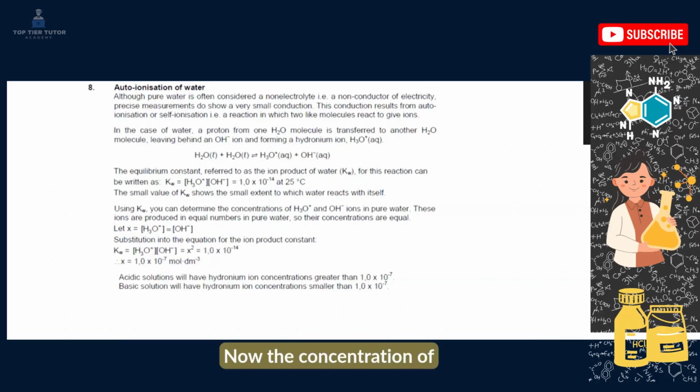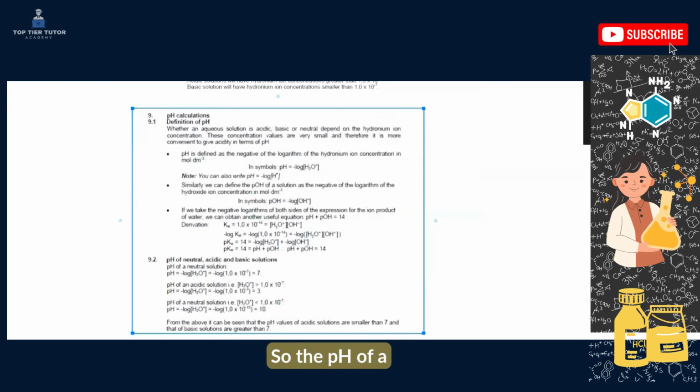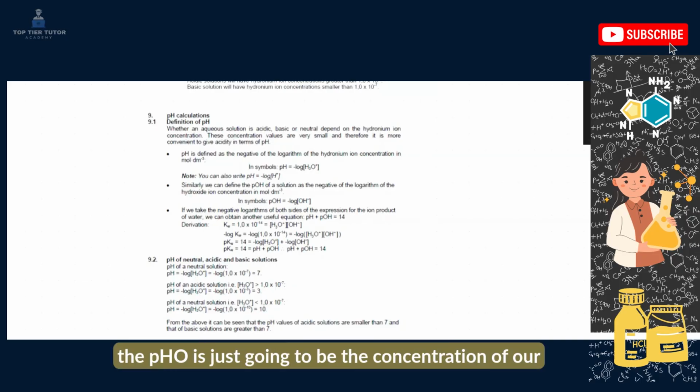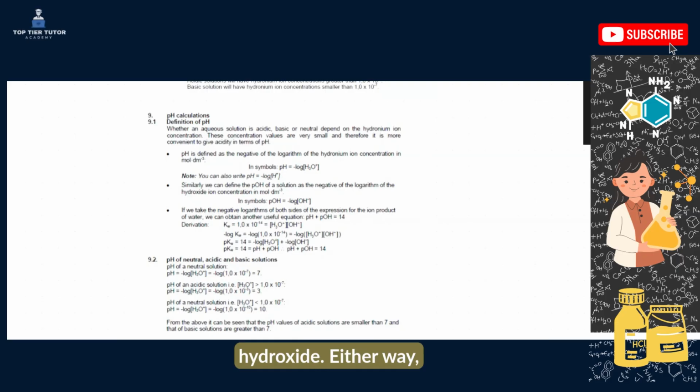Now, the concentration of our hydronium and hydroxide are going to let us calculate the pH of the solution. The pH of a solution is given by minus log the concentration of our hydronium, or in this case, our proton. We can also have a pOH, which is just going to be minus log the concentration of our hydroxide. Either way, our pH plus our pOH must give us a final answer of 14.